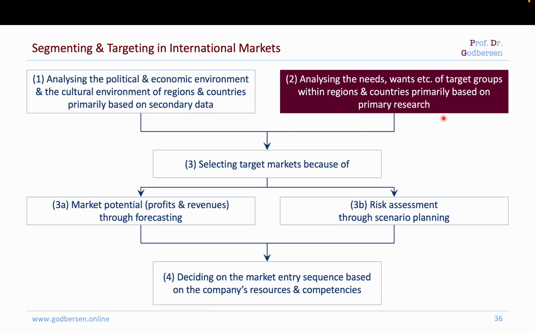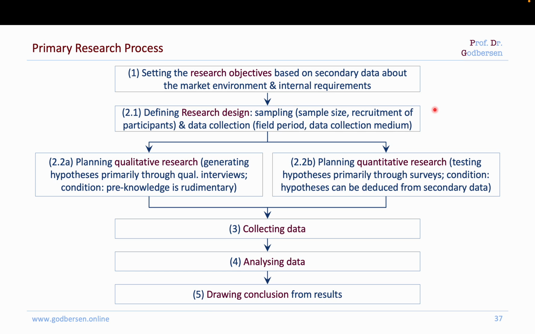Now, secondly, primary research. And this is what you do to go a bit more into detail, to get a detailed understanding of what are the needs and wants, what's the lifestyle, and what other characteristics you need to find out, which are very specific, or rather specific. So you would use primary market research. Here you see the market research process in general.